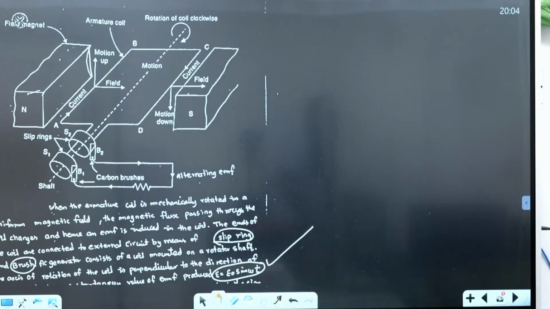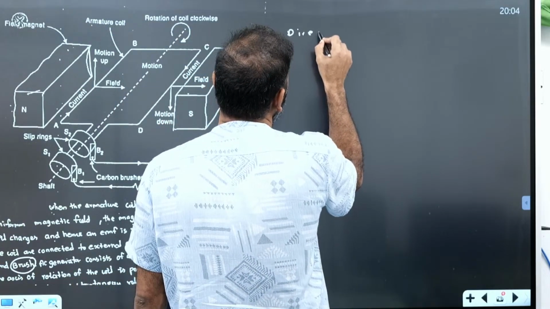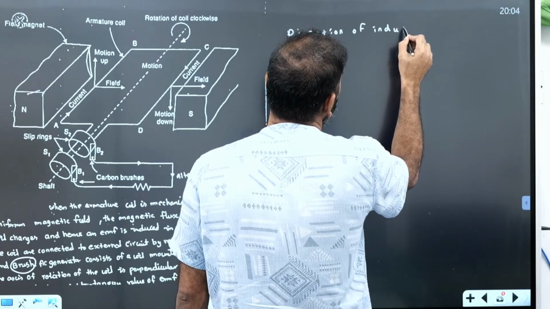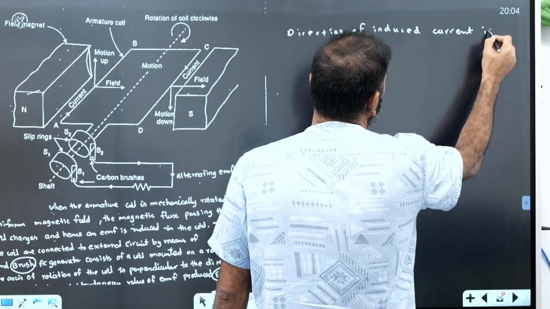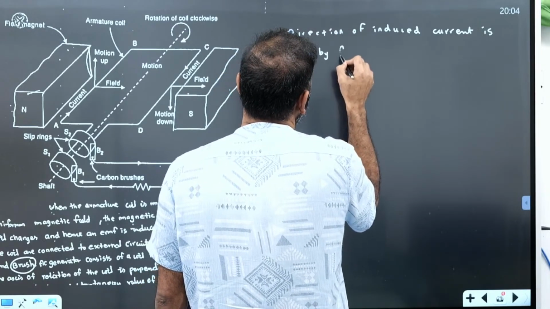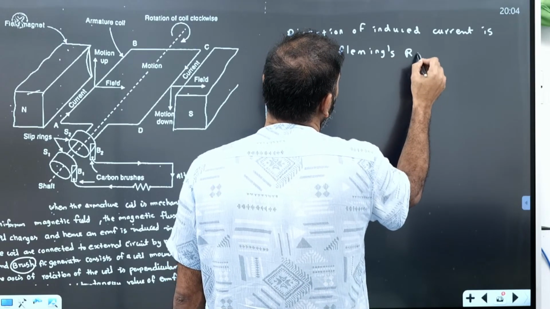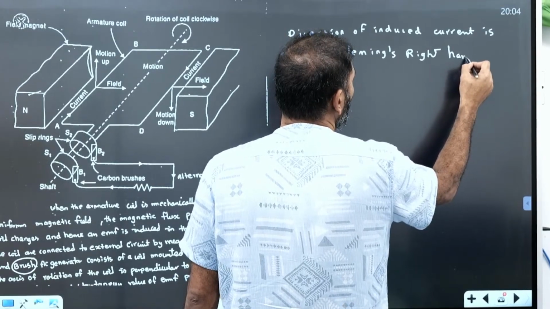The direction of induced current is given by Fleming's right hand rule. That I should note here. Direction of induced current is given by Fleming's right hand rule.